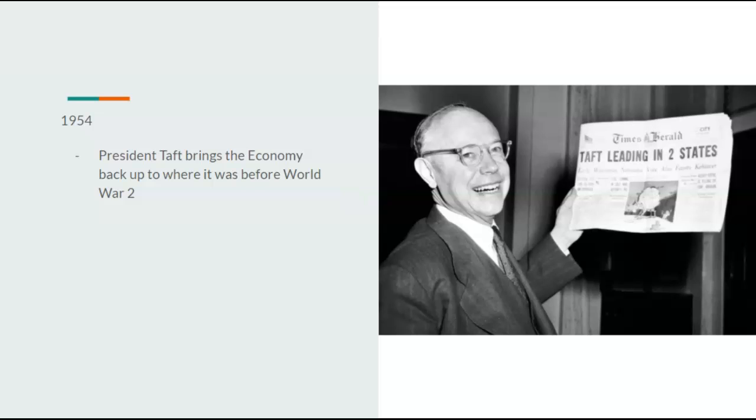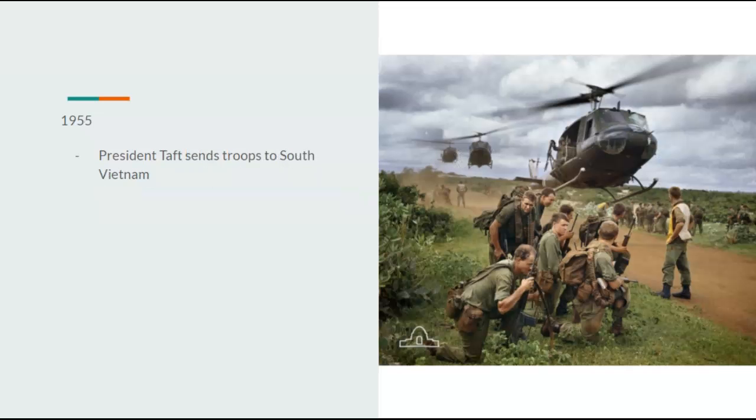1954, President Taft brings the economy back up to where it was before World War II. So the economy is back up where it needs to be. Or, well, to Great Depression levels, I guess you could say. Things are still pretty bad for the Union, but it's getting better at least. 1955, President Taft sends troops to South Vietnam. Again, just imagine Vietnam in real life, but this time, just the North.